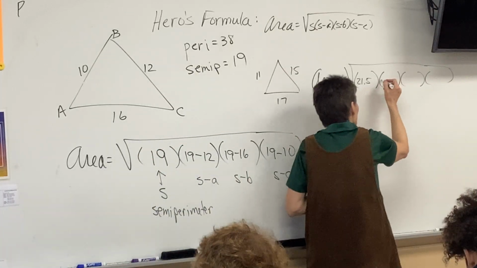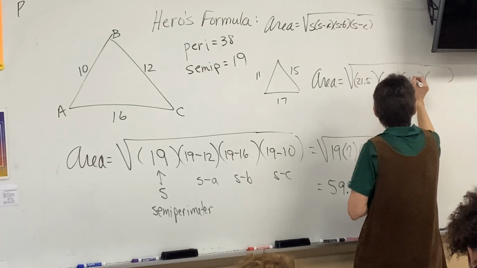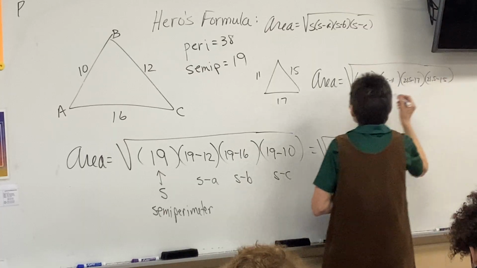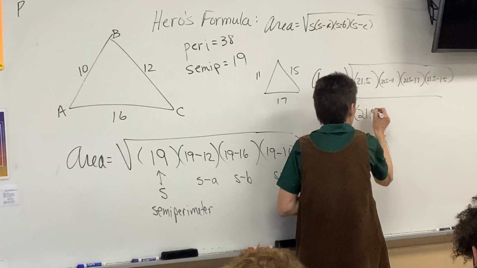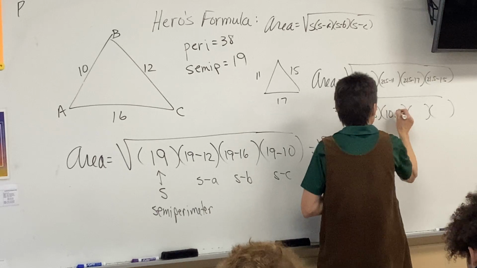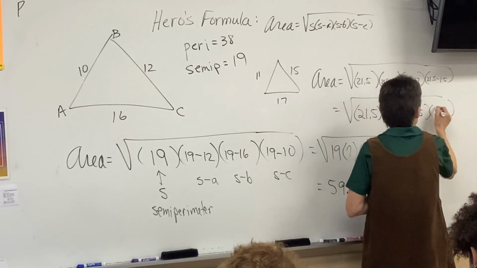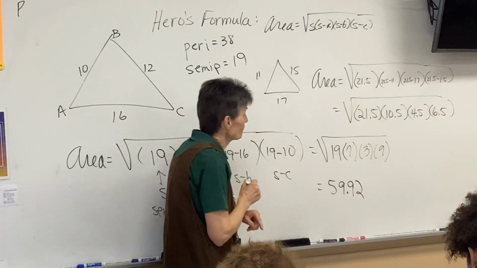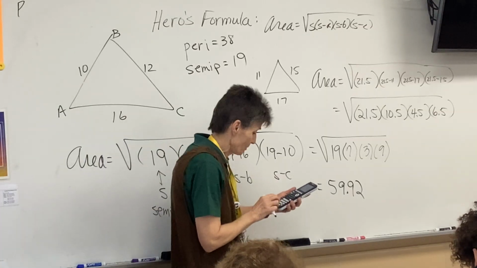So 21.5 minus 11, 21.5 minus 17, and 21.5 minus 15. All right, so this is going to be 10.5, 4.5, 6. That's what I'm going to get in my calculator.